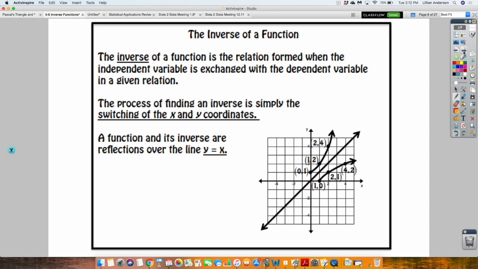So, the inverse of a function, you are switching your x and y coordinates, and it's a reflection over the line y equals x. Y equals x is nothing but a line that has a slope of 1, a y-intercept of 0, 0. And as you can see on the graph of my original function, let's just call this f of x, 1, 0, 1, 1, 2, 2, 4. If I switch them, I get the coordinates of my inverse function. And that is a perfect reflection over the line y equals x. Okay?